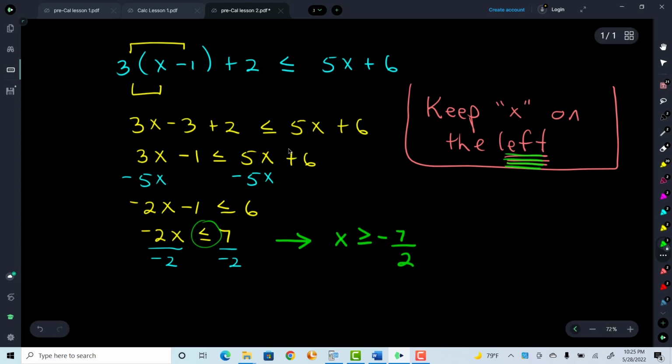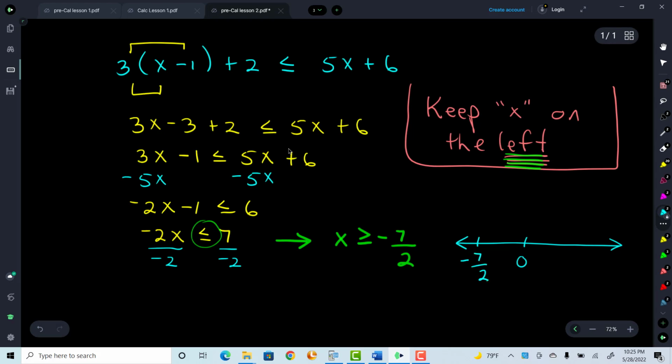I know that it feels like it would be easier if we had subtracted the 3x because then we wouldn't have to flip the inequality. I know that. I don't care. I want the x on the left. Okay. Now with inequalities, we're going to graph our solution on a number line. So we're going to draw a number line. We're going to put a 0 on there, going to use that kind of as our reference. And then we're going to put where the solution is, negative 7/2.